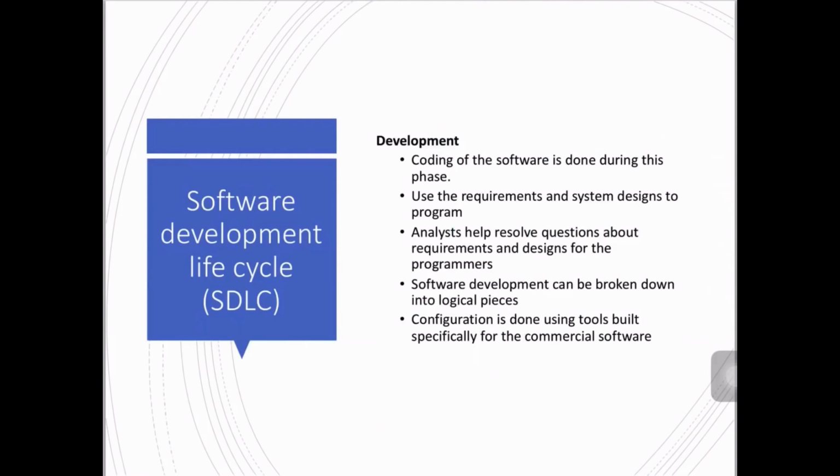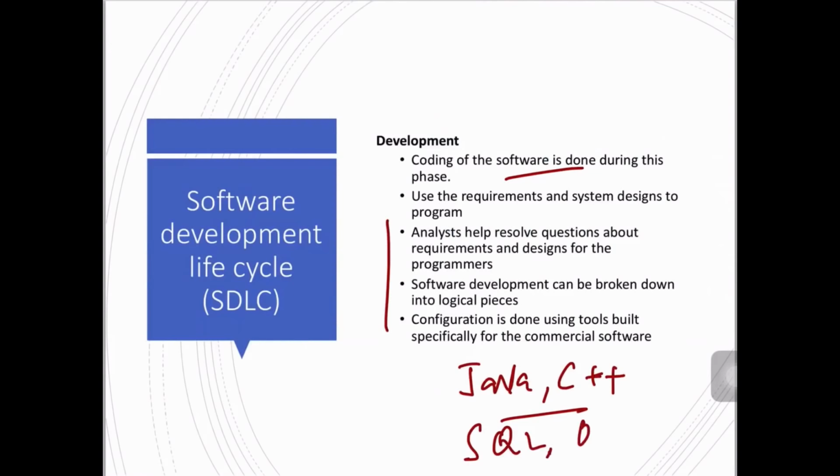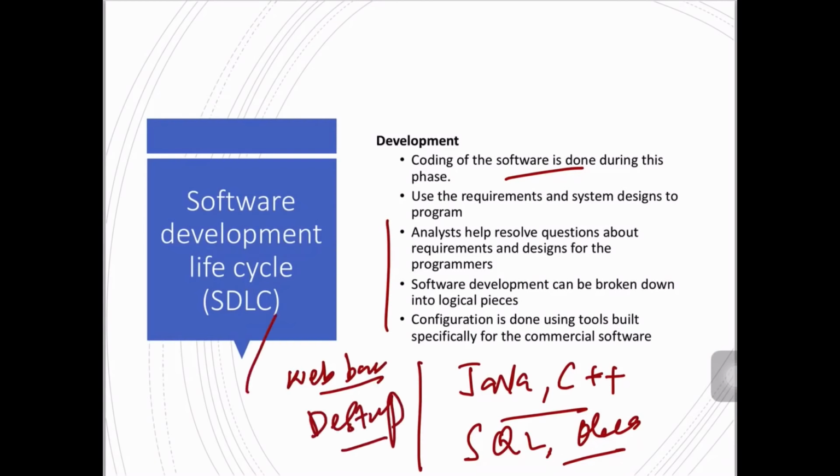At the development part, coding of the software is done during this phase. Use the requirement and system design. Basically here, we will use high level languages like Java, C++. We will use backend databases like SQL, Oracle. We can even make the system a web-based system. We develop some desktop-based systems. So everything according to the agreed requirement, we try to implement at this phase.